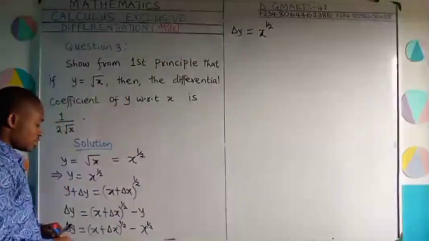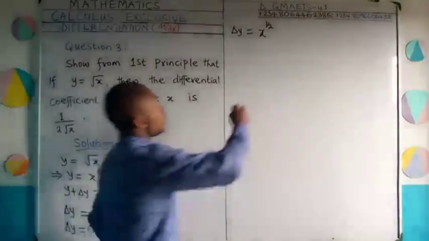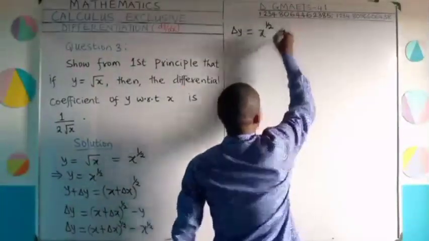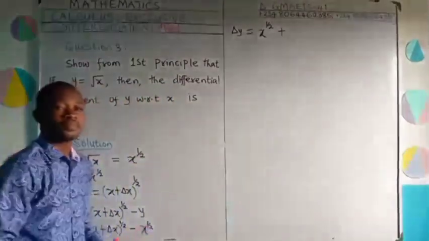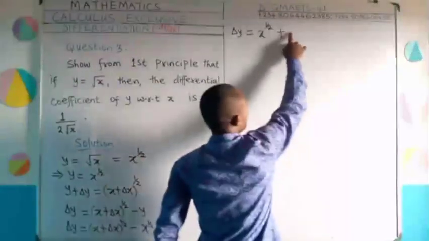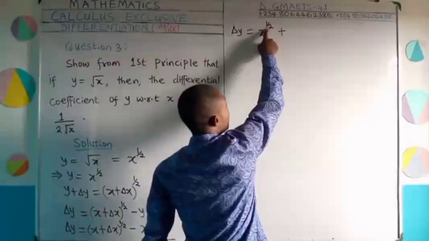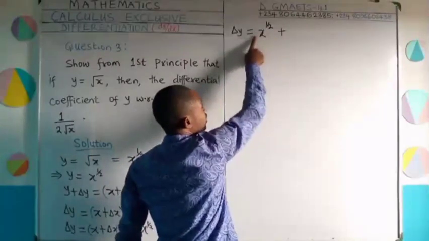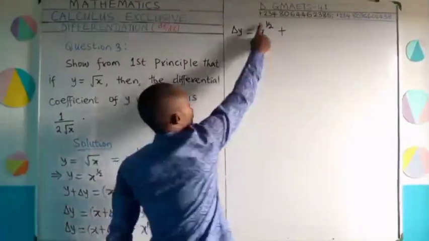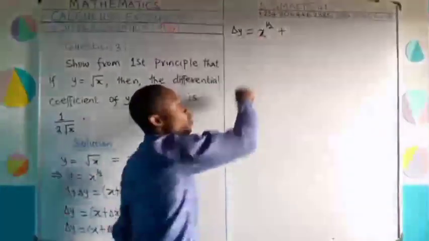Let us move on to the next term. The next term, we need to get a coefficient. How do we get a coefficient here? To get the coefficient of the second term, I'm going to use this power 1 over 2 to multiply the coefficient of this first term, which is 1. 1 over 2 times 1 will give me 1 over 2.